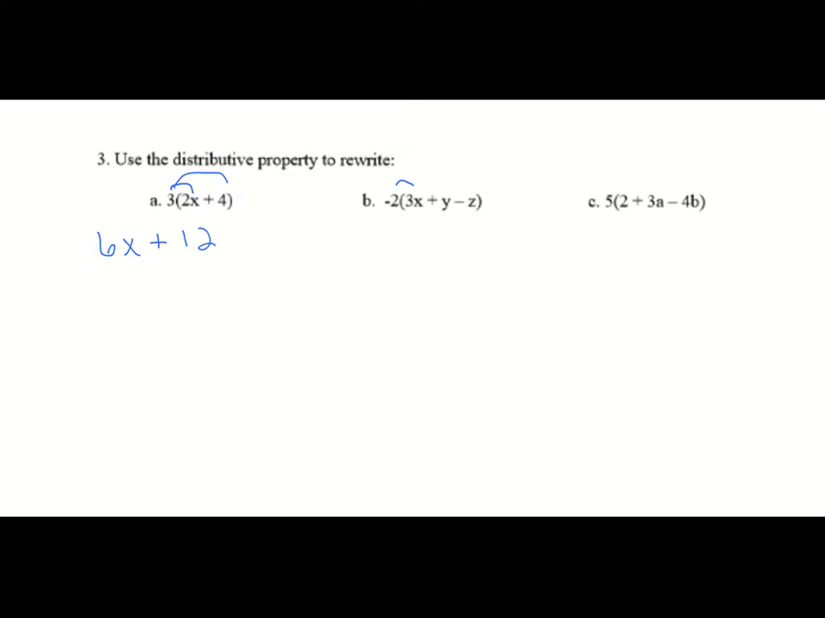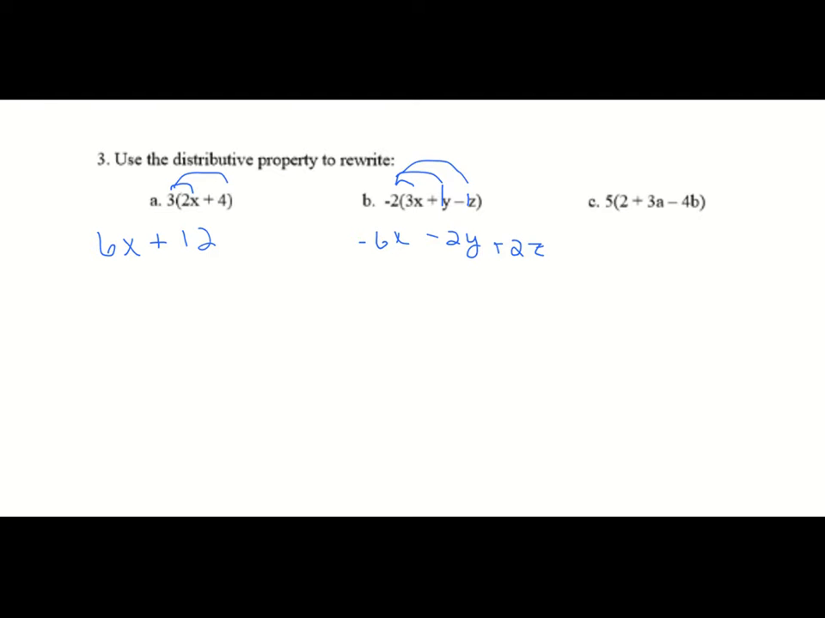Here I'm going to distribute my negative 2. So negative 2 times positive 3x will give me negative 6x. Negative 2 times positive y, and remember there's that 1 there. So negative 2 times positive 1 will give me negative 2y. And then there's another 1 there. Negative 2 times negative 1 gives me 2 negatives, make a positive 2z. And again, I can't do any combining, so that's my final answer.